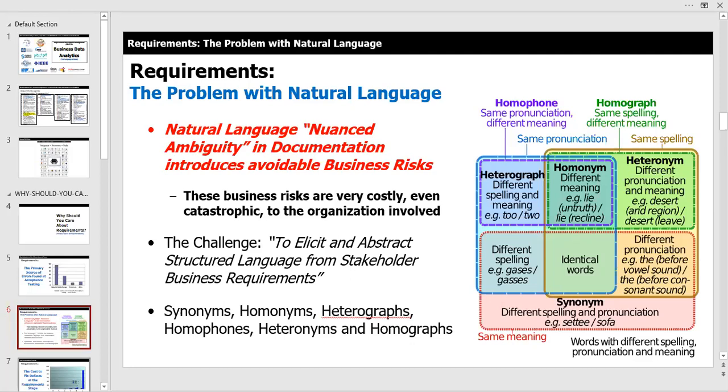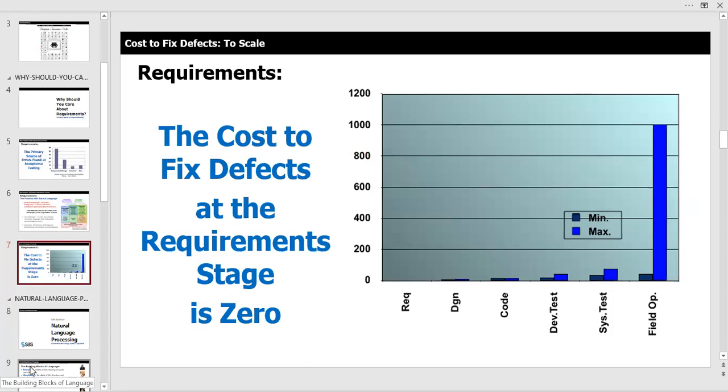Now, why does this matter? Because in the requirement stage, there's zero cost to fix them. You haven't done anything. There's no effort that's been expended. And so at this stage, this is when you really want to get things fixed, not after testing or, worse, after deployment. The goal is to try to get everything resolved early on.